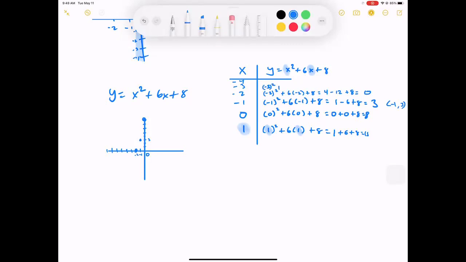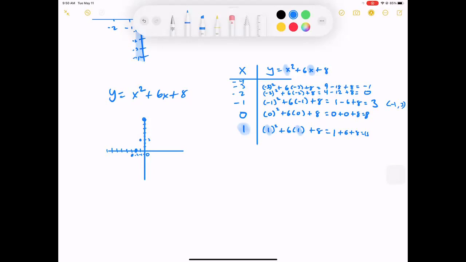-3 squared plus 6 times -3 plus 8. Now, if you get a problem like this on your test and you're asked to write out the table, thank you for the answer, but if I don't see this work here, I can't give you credit, right? So -3 squared is 9. 6 times 3 is 18, minus 18 plus 8. 9 minus 18 is -9. -9 plus 8 is -1. Turns out that's -1.